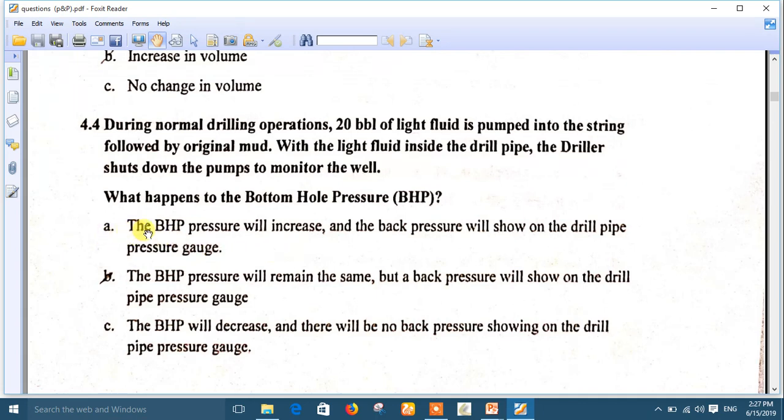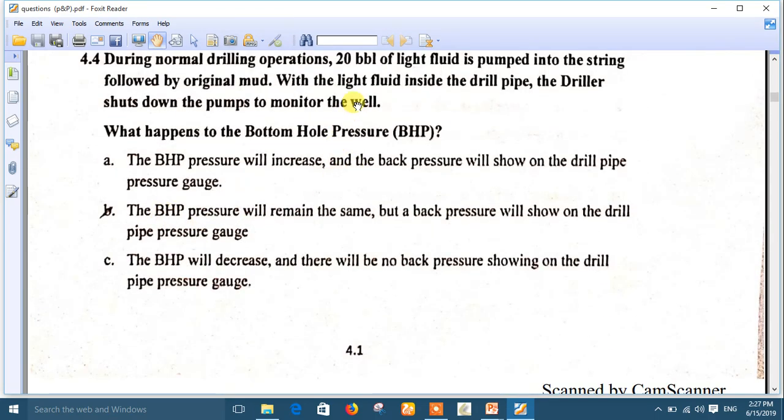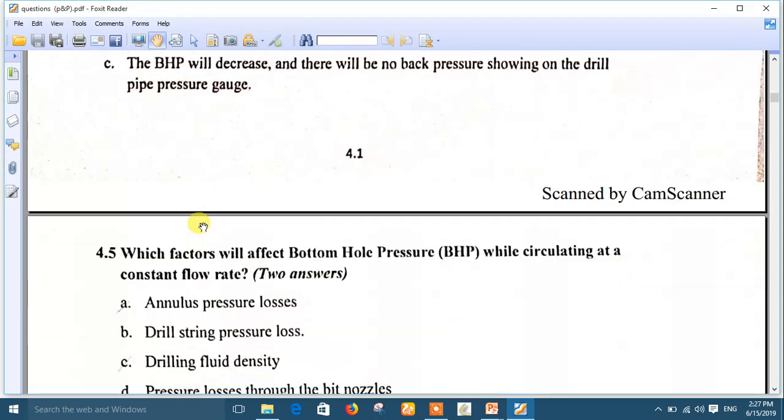The first answer, the bottom hole pressure will increase, is the wrong answer. Number B, the bottom hole pressure will remain the same, is the right answer. Bottom hole pressure will decrease? No, this is not the right answer. So the best answer is number B. Even if it is heavy mud, that is the same answer.